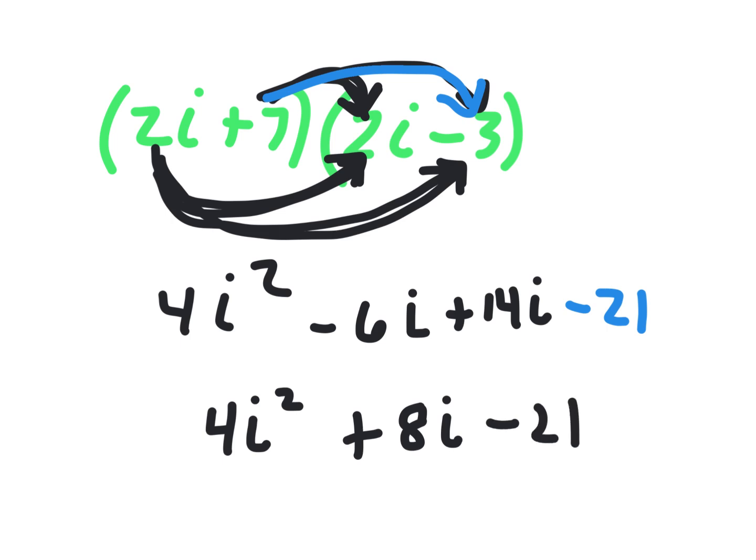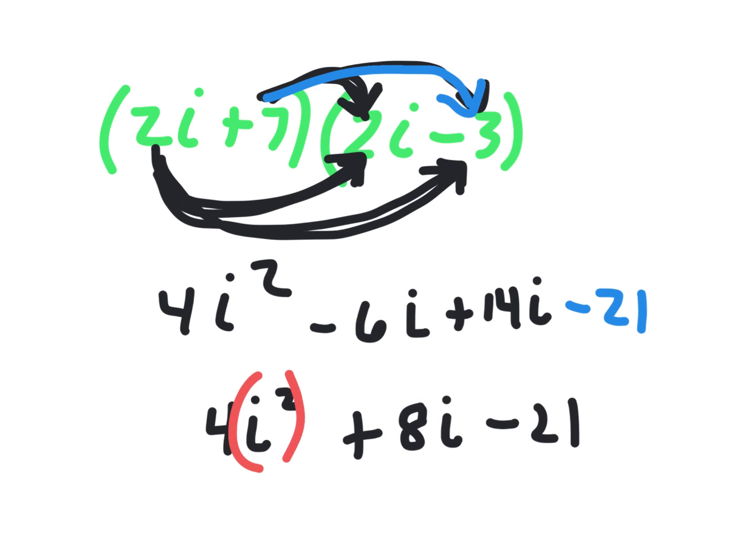I got 4i squared plus 8i minus 21. Raise your hand if you got that. Okay, awesome. What if I said you're all wrong? Does anybody know what I'm talking about? Yes? Doesn't i squared equal -1? Only one person in the room raised their hand.